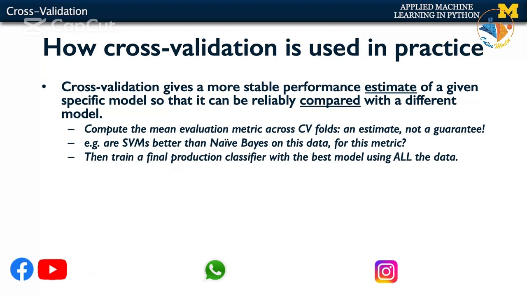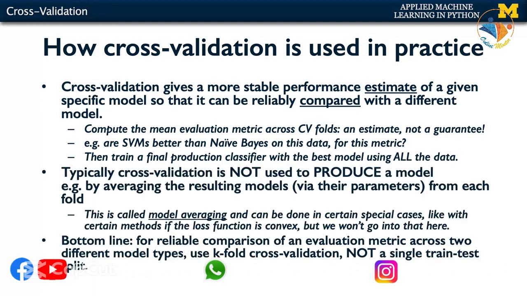So instead, you should compare the two approaches in a more reliable way by using cross-validation to create multiple train test splits, and then computing the overall mean evaluation metric across those folds. So for example, if you use 10-fold cross-validation, this will evaluate the two approaches using 10 different train test splits instead of a single one. And this will give you a more stable estimate of how each model is likely to do, compared to relying on just a single train test split. Once you've made your final decision on which modeling approach to use, and there's no more tuning left to be done, then you can train a final production classifier using all the data you have.